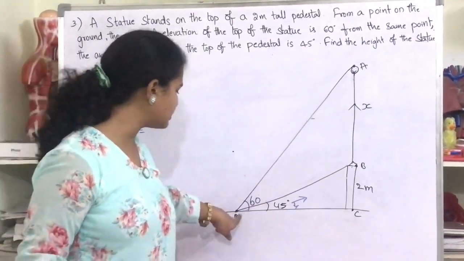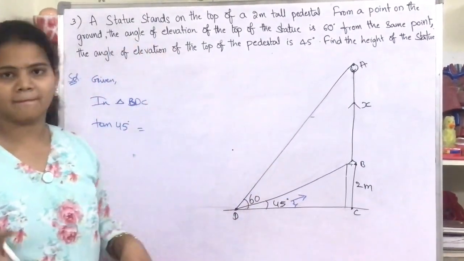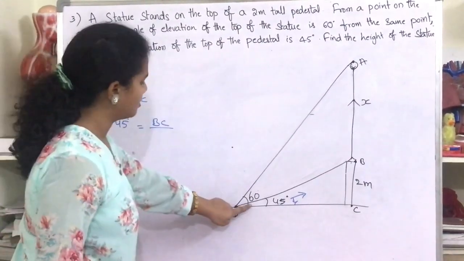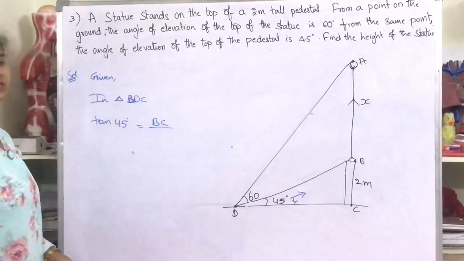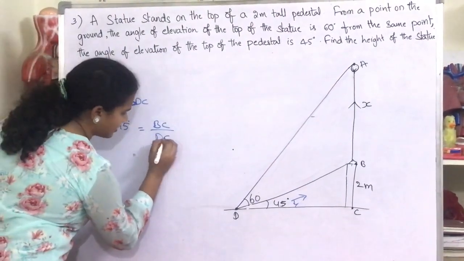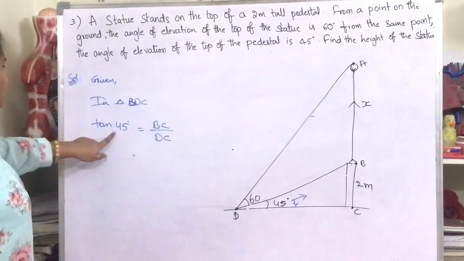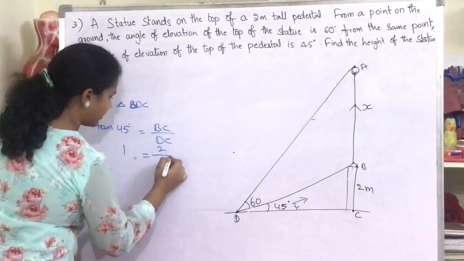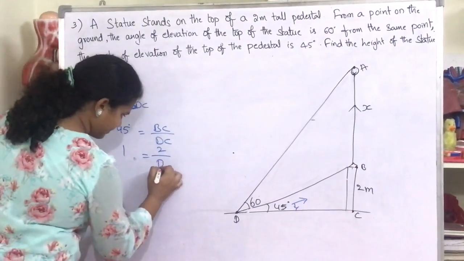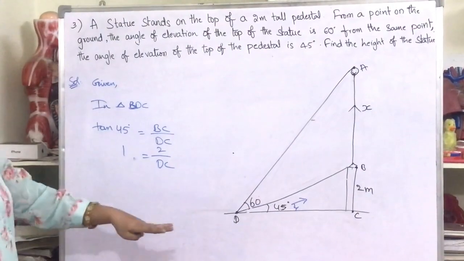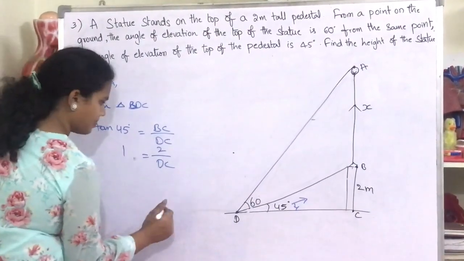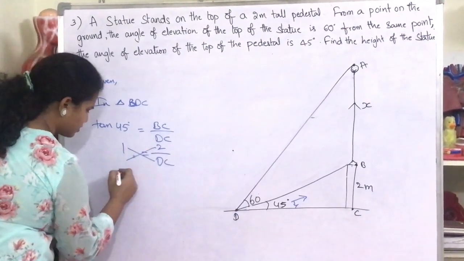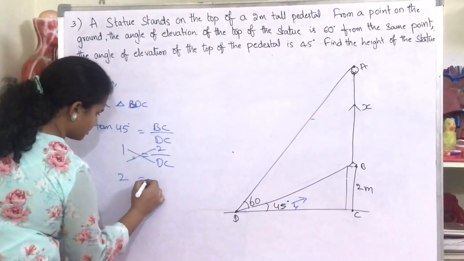the angle D, which is BC. You have DC, and opposite to the angle D, you have BC. Now tan 45 degrees has the value 1, equal to BC, which is 2 meters, over DC. As we don't have any value for DC, let DC be DC. Now by cross multiplication, we get 2 into 1 gives 2, so 2 equals DC.